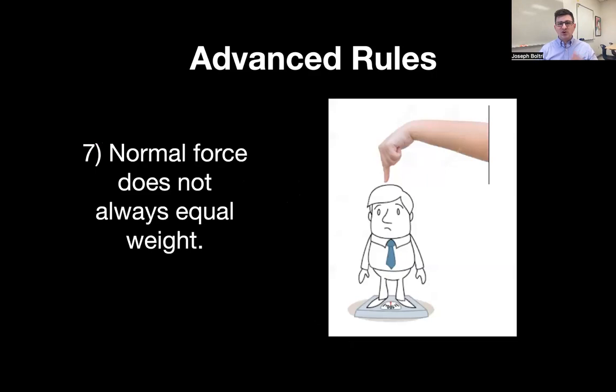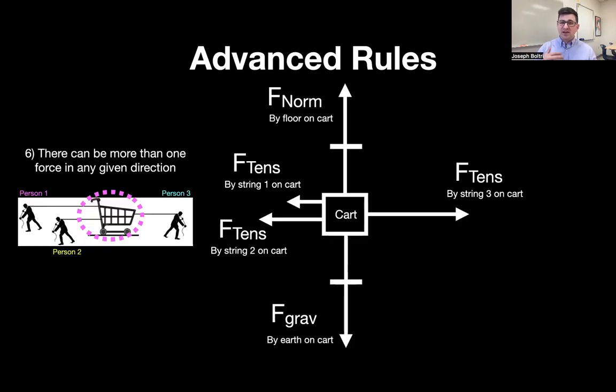Rule number 7 is that normal force does not always equal weight. Weight is a synonym for force gravity. And in the previous examples, you can see that we've had force normal being equal to force gravity, which is true a lot of the time, but it's not always true. And I don't want you to get the wrong idea that they were always true.